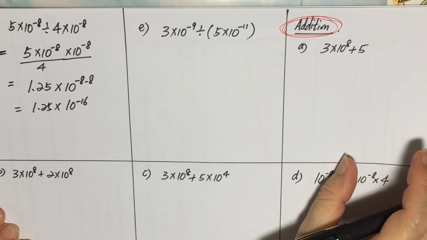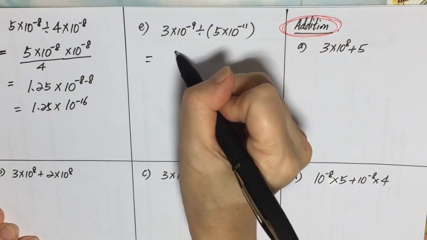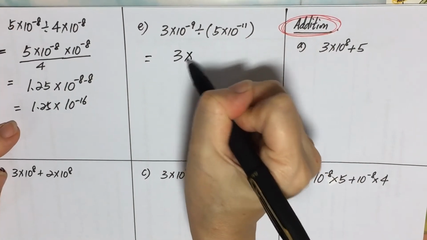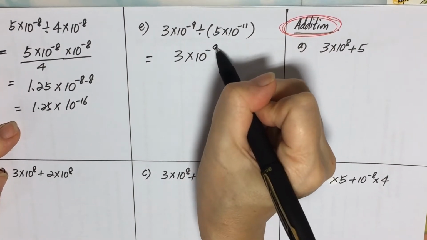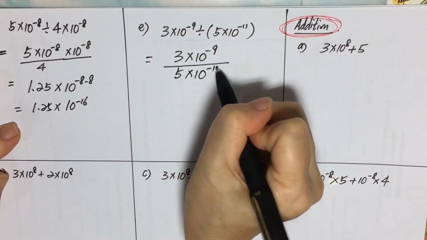Question E. This one divides by this whole thing, which is different from the previous question. So 3 times 10 to the power of negative 9 divided by 5 times 10 to the power of negative 11.